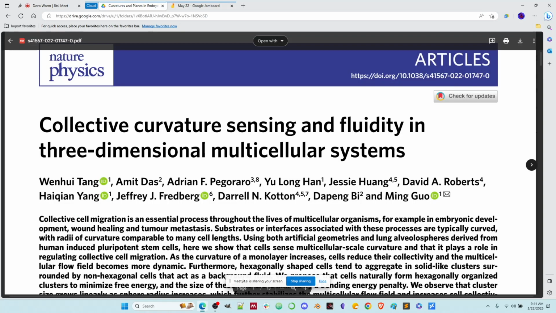All right, so this is the paper: Collective curvature sensing and fluidity in three-dimensional multicellular systems. This is a Nature Physics paper.